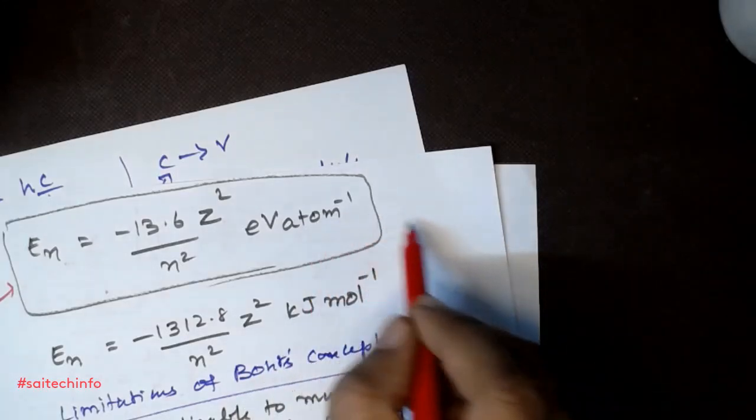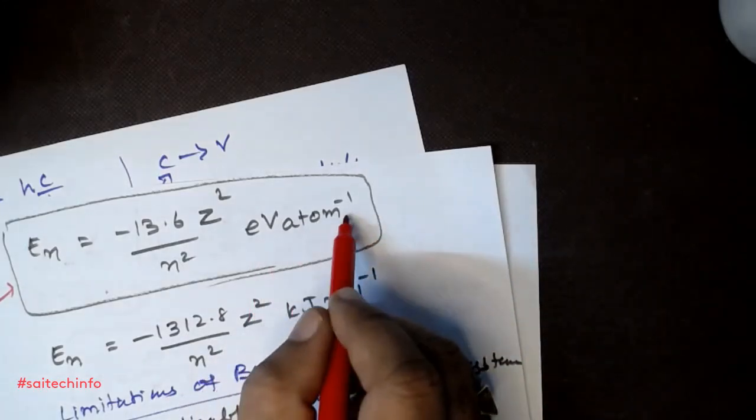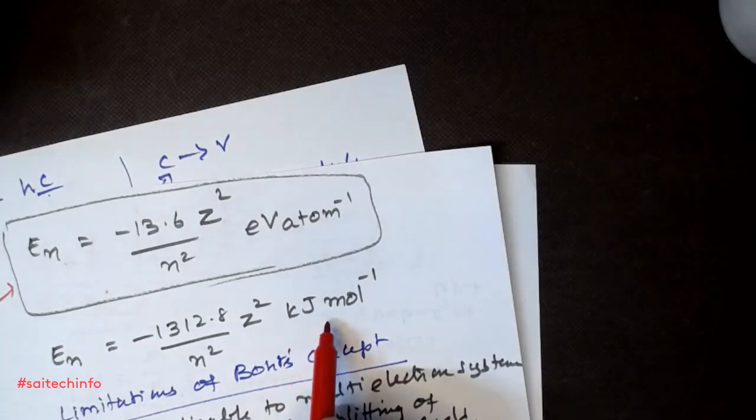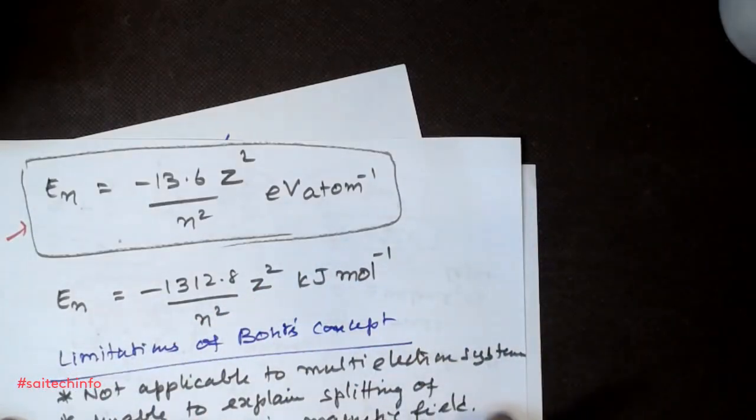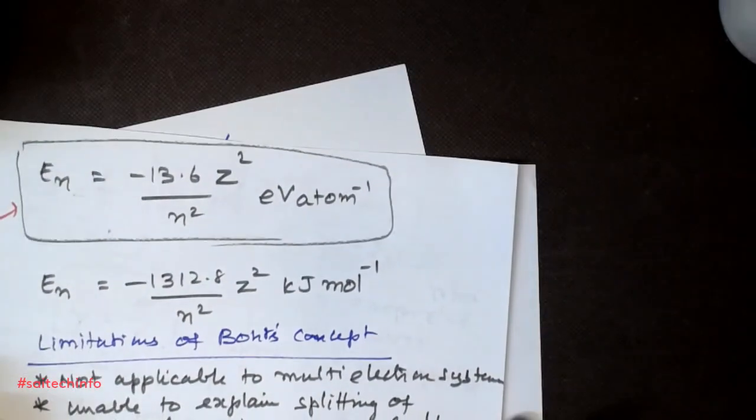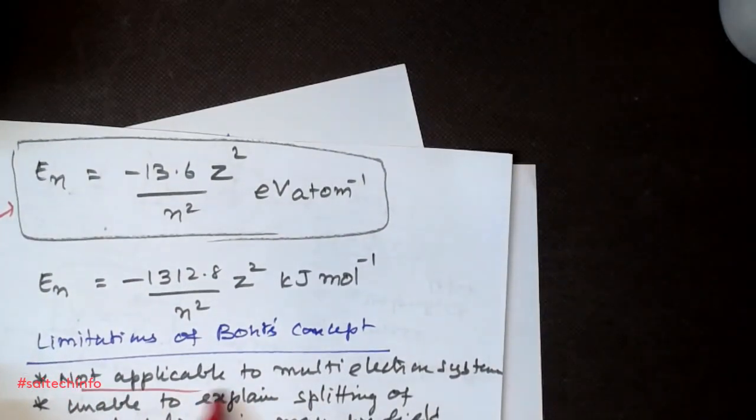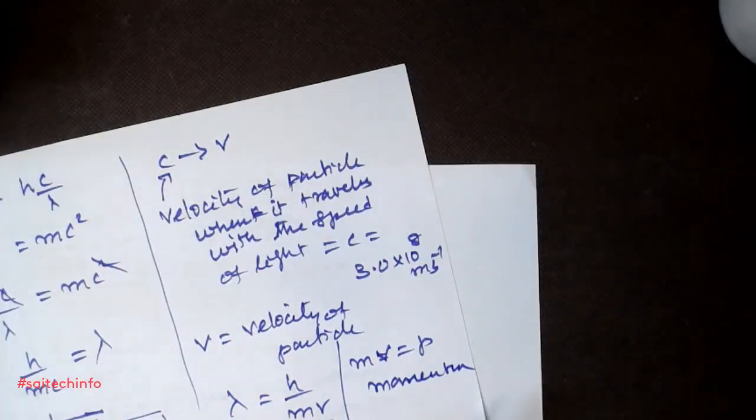So this is given in 2 units. One is electron volt per atom, another is kilojoule per mole. So you have to be careful about these values. And we explained about the limitations of the Bohr concept. It is not applicable to multi-electron systems. It is unable to explain the splitting of spectral lines. Then he was unable to explain the fixed orbit possessed by an electron.